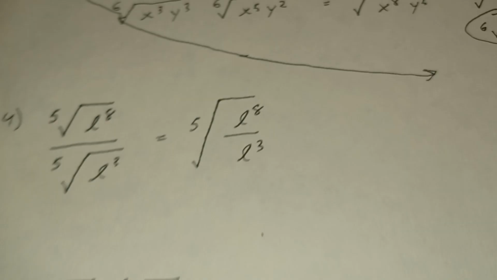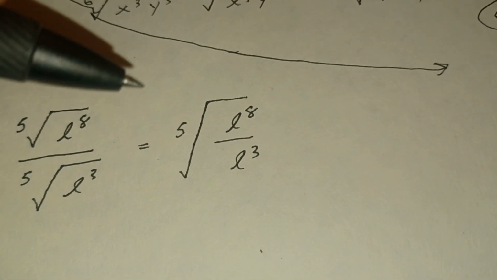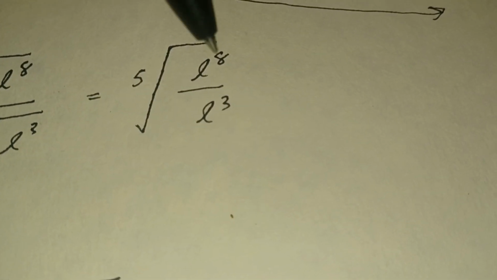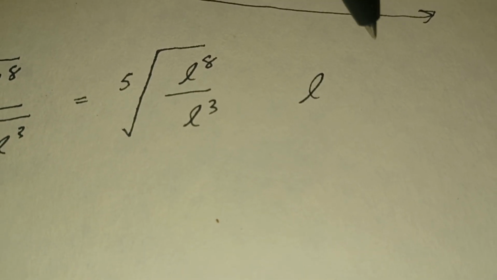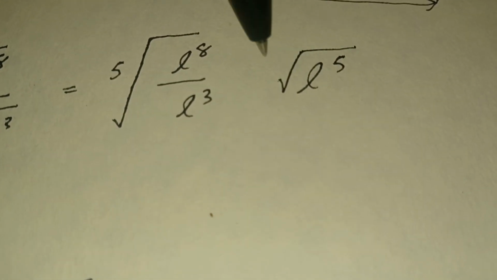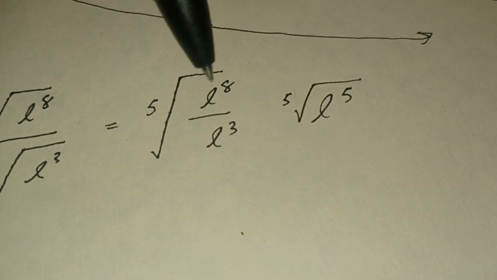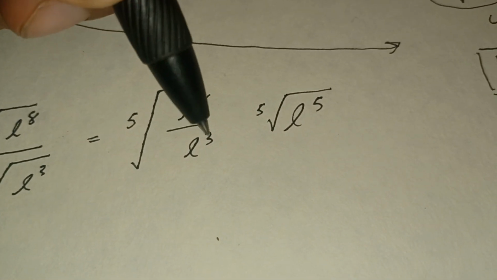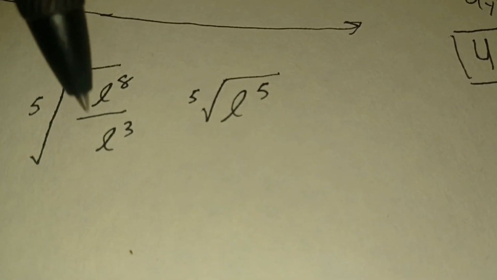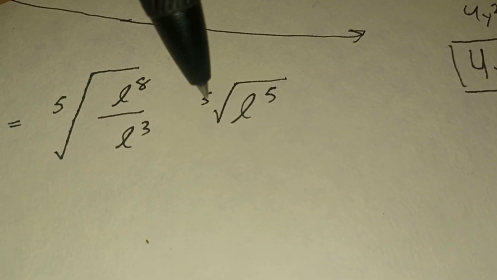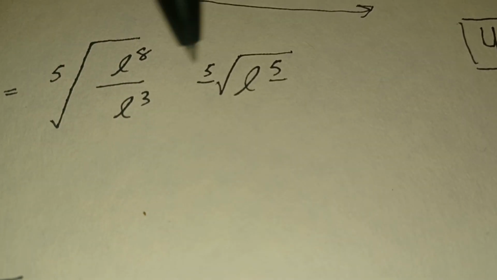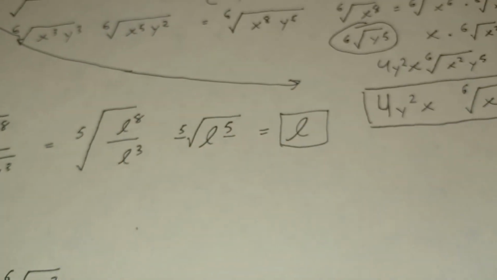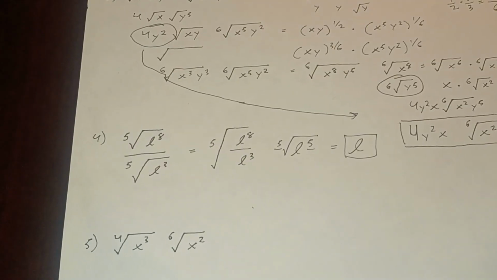We can go ahead and cancel out what they have in common. In this case, it's L to the 8 and L to the 3. When we divide exponents, we subtract them. 8 minus 3 is 5, so we have L to the 5th power after canceling. We can't forget the 5th root. Since this is odd and they both match up, this is just going to equal L, and we can't simplify L any further. That's how you do number 4.